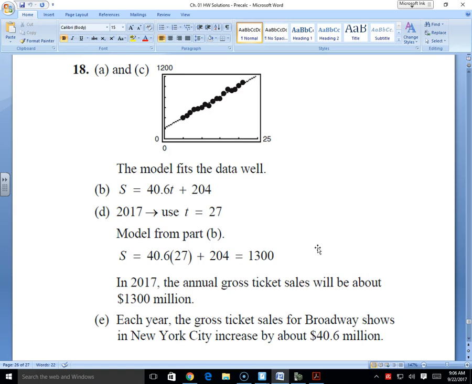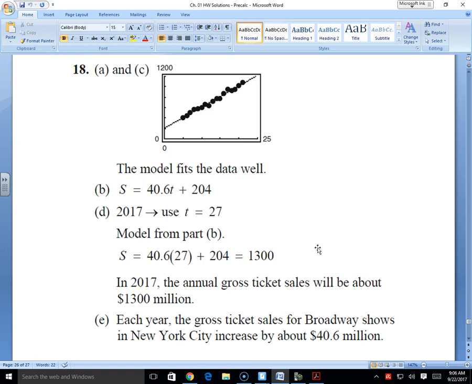Coming back, how did they get 27 though? What year was 1995? Because it was 5 years away from what's year 0? Count 5 years back. 1990 is year 0. So what's 2017 minus 1990? How many years? 27. That's how you get that 27 to plug in. So we plug in 27 as the year and we get 1,300.